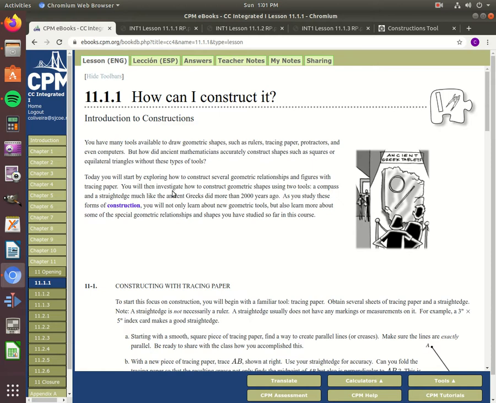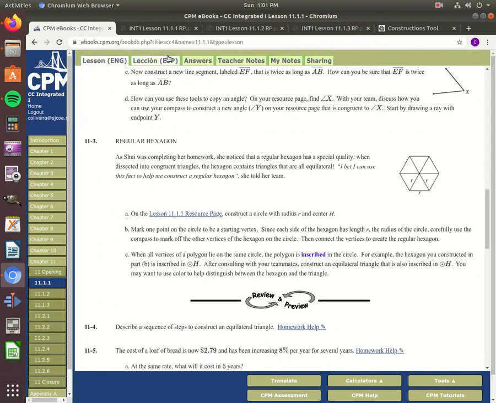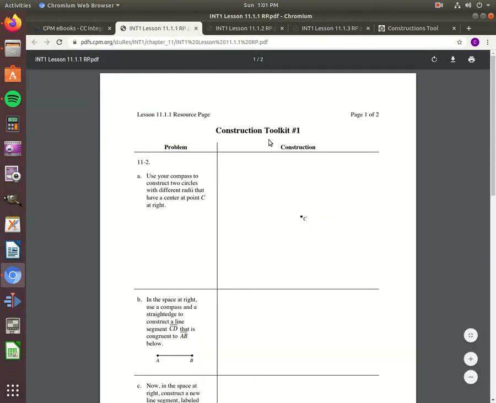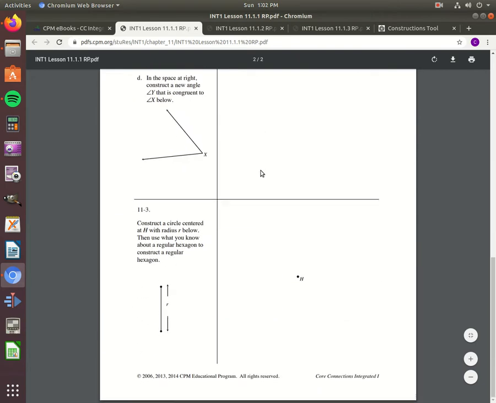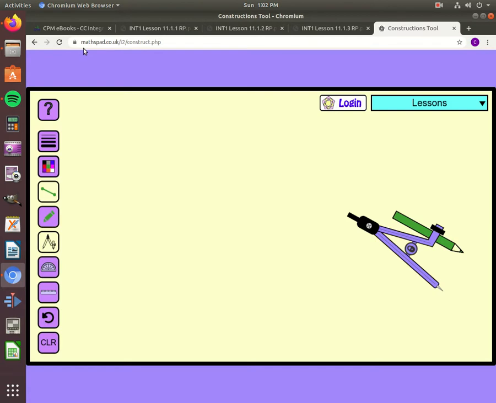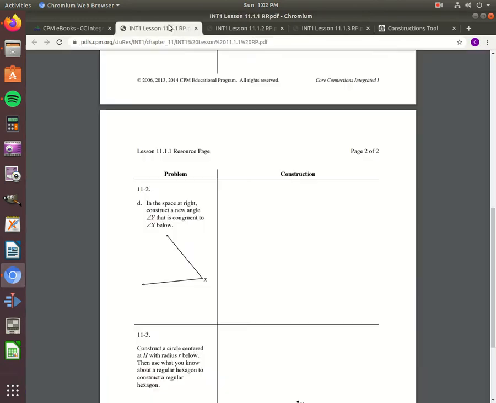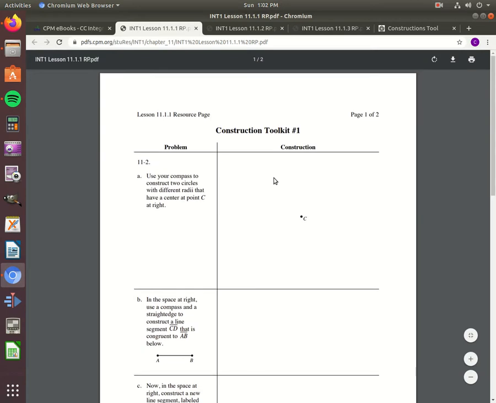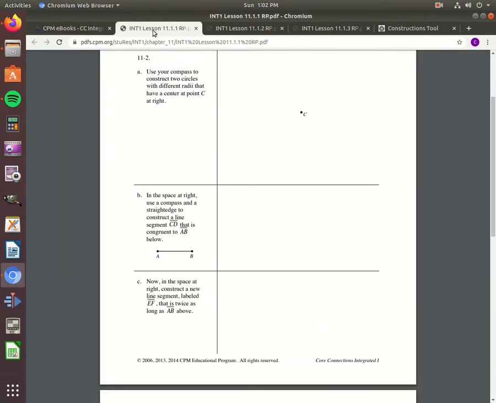So just kind of running through this, the way this works is it has some instructions in the book, and then it asks you to do them using a construction toolkit, which obviously you got one of these if you were in class. However, I'm going to use this website, mathspad.co.uk, and I'm sure there's a lot of these online. This is the one that I found, and it seems easy enough to use, so I've been using it. I'm pretty much just going to focus on these toolkits and not so much on the lesson, although sometimes I will bounce back and forth to the lesson.